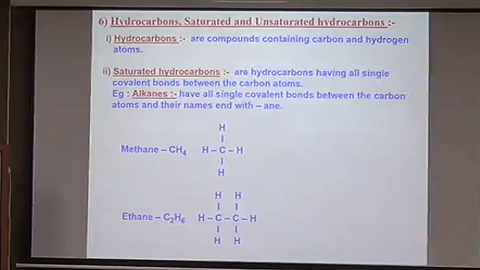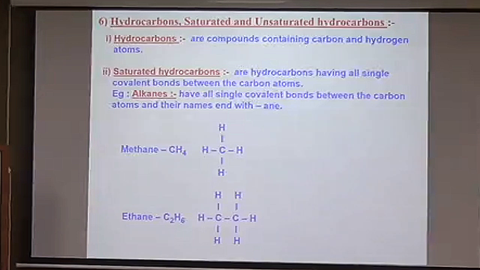So first we start with the saturated hydrocarbons. As I said, they have a single covalent bond between carbon and carbon atom. The simplest hydrocarbon is methane, as it's the compound of carbon and hydrogen only. So carbon forms 4 single bonds with hydrogen atoms, and this gives rise to the saturated hydrocarbons, which we also call alkanes. This is the simplest hydrocarbon.